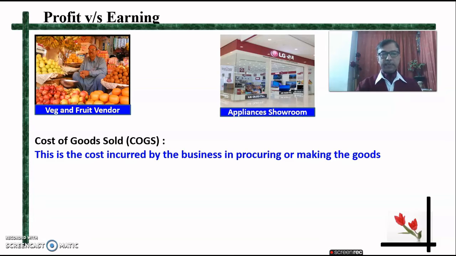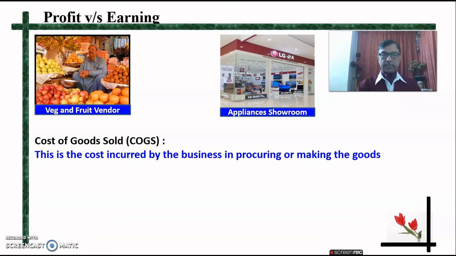The first which comes to mind is the cost of goods sold, COGS. This is a very important term and you will keep hearing it whenever you see any financial document. Now, what is this COGS or the cost of goods sold? It is nothing but the cost incurred by the business in procuring or making the goods. For example, if you are a manufacturer, whatever amount you incur on making those goods is called the cost of goods sold, because ultimately you are going to sell those goods.